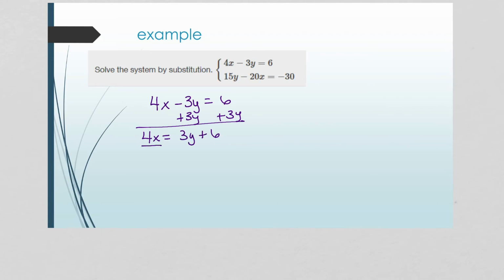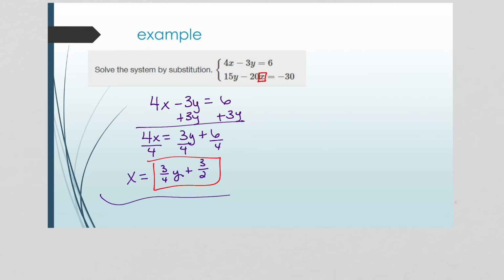And then divide every single term by 4, and reduce when you can. Okay, so this is what x is equal to. So I can take this information and put it in for x in the other equation. Okay, that's what we're going to do next.